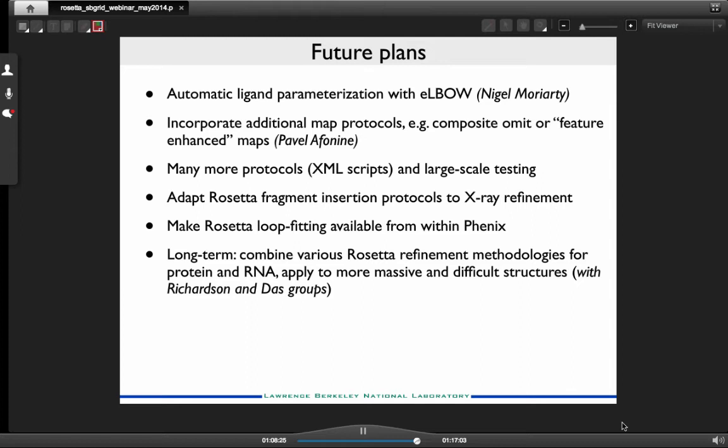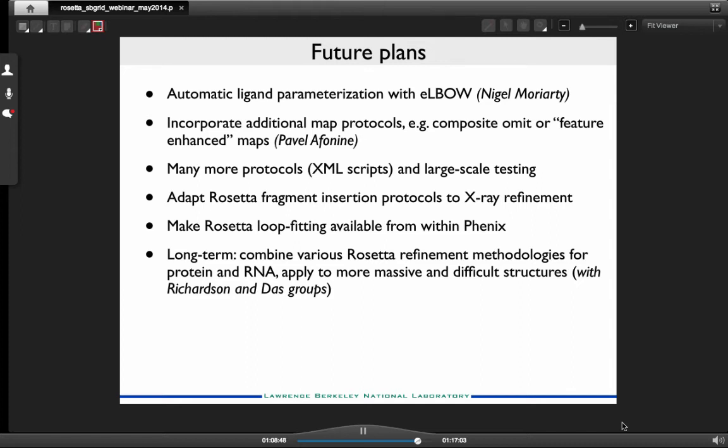But what we really want to do is make this as widely applicable as possible. It's not a general purpose refinement program right now. It's good for special cases, but it's not a substitute for Phenix Refine or RefMac or whatever. But we would like to have as many canned protocols as possible, and we'll do large-scale testing on the PDB once we can handle ligands.